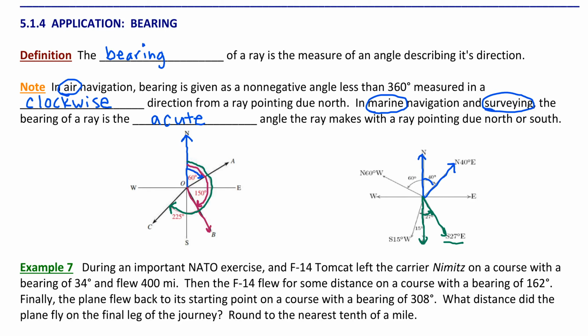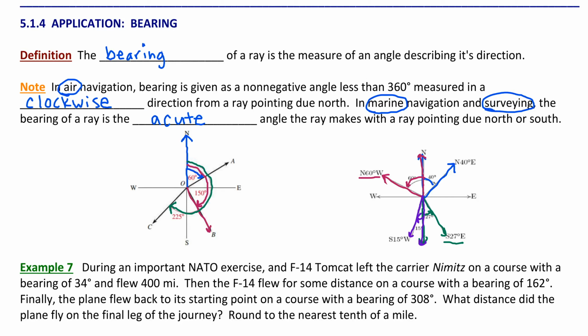So the first cardinal direction anchors the initial side of the angle, and the second cardinal direction indicates the direction in which the terminal side will be rotated. Another example, a ray with a bearing of north 60 degrees west is measured from due north in the direction to the west. And finally, a ray with a bearing of south 15 degrees west is measured from due south 15 degrees to the west.